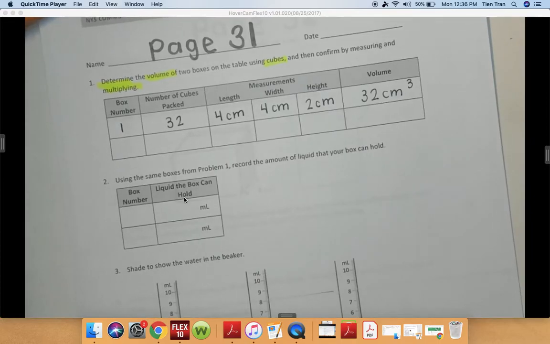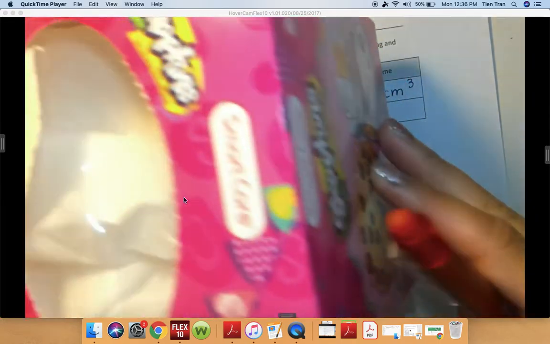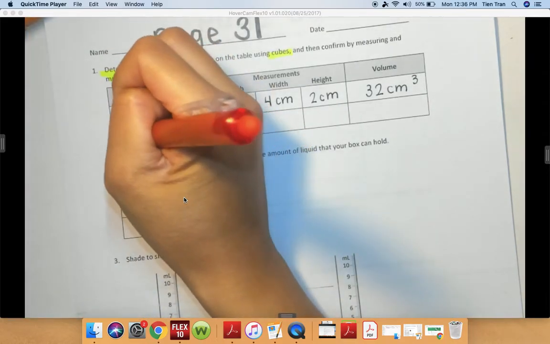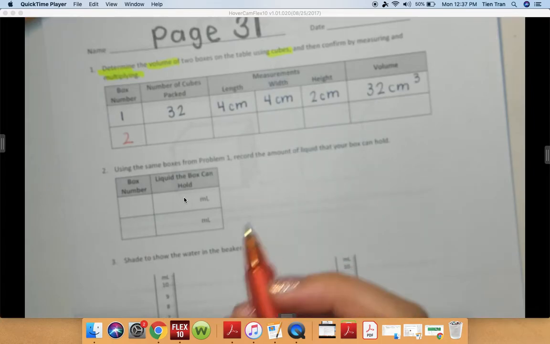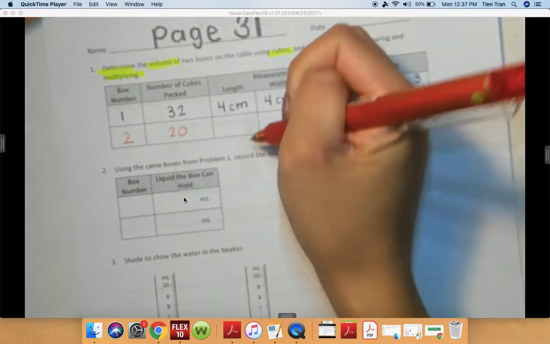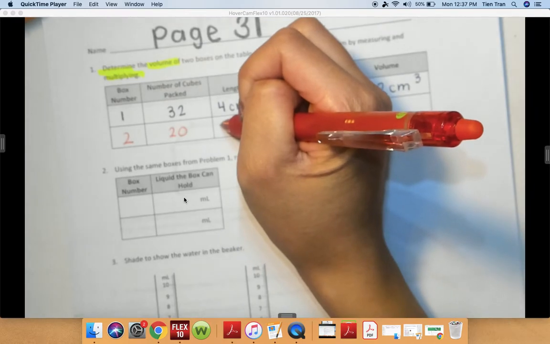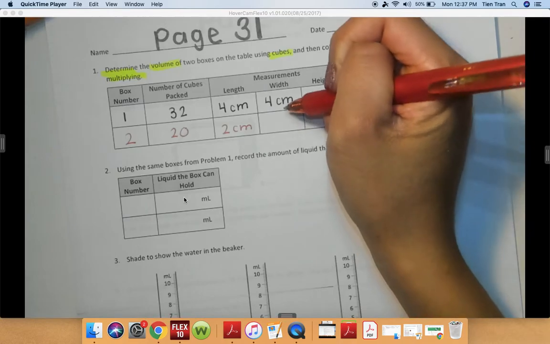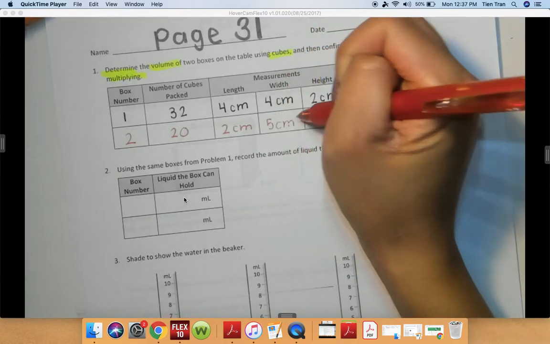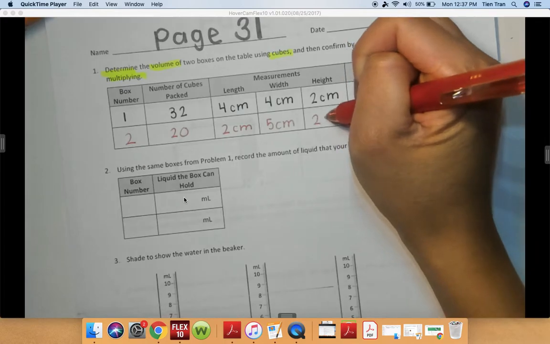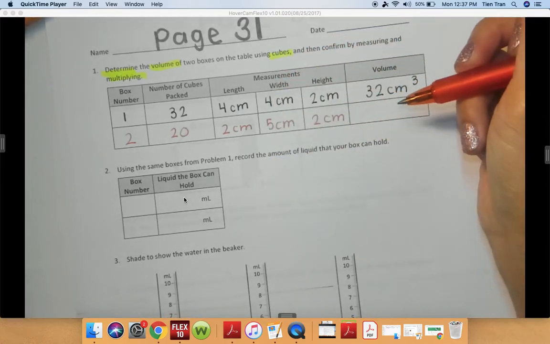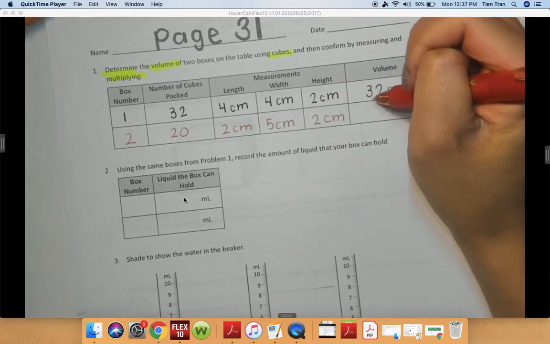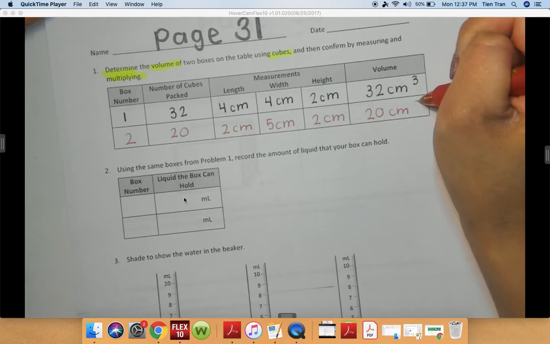Now, my second box I'm going to show you is this little tissue box right here. The tissue box is going to be my box number 2. Its number of cubes packed is 20. Its length, or how long it is, is 2 centimeters. Its width, or how wide it is, is 5 centimeters. Its height is 2 centimeters. So now I'm going to multiply these numbers. 2 times 5 is 10, and 10 times 2 is equal to 20 centimeters cubed.